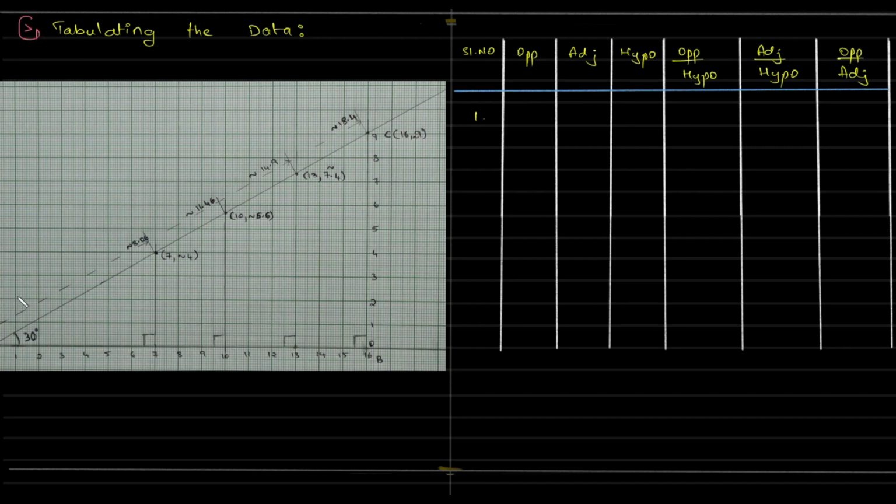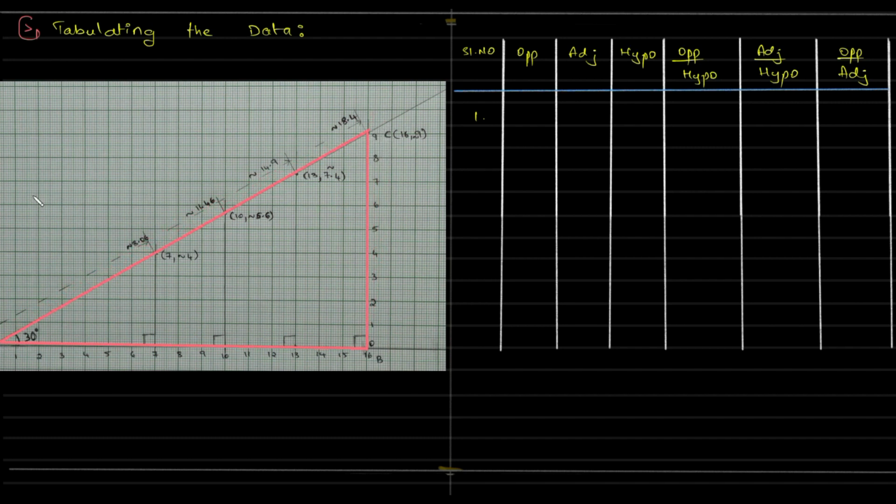Tabulating the data. So post this, what is the next step? We need to write down the length of the sides, basically. Okay. So let's start off with the very first triangle we drew. That is this big triangle.